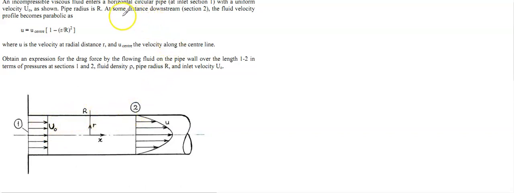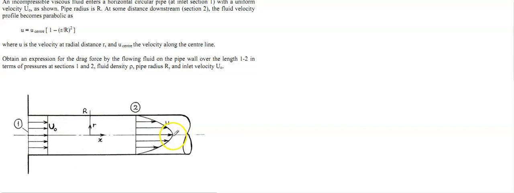Some distance downstream, that means section 2, the velocity becomes parabolic. So you see the profile, initially it was uniform and now it becomes parabolic. You already know this parabolic means the flow is fully developed here. When it is fully developed flow, the velocity magnitude will be maximum at the center.